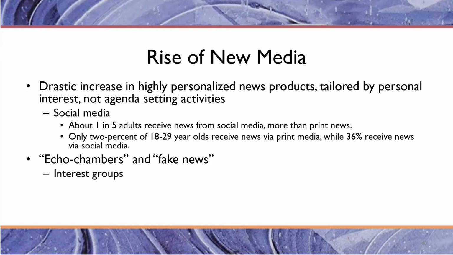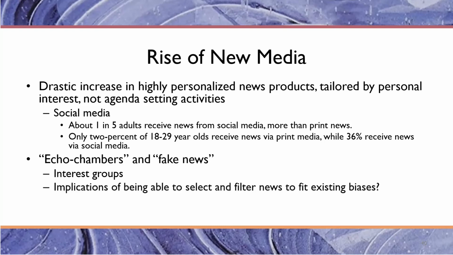There can be the propagation of fake news or distorted information by interest groups. And the question that a lot of social scientists have is whether or not we are able to filter and select news to fit our existing biases. In other words, we're liberals, so we only watch MSNBC or go to the MSNBC website. We're conservatives, so we only listen to Fox News. It means we're not hearing a range of opinions, and we're not creating a shared base of information on which decisions can be made.